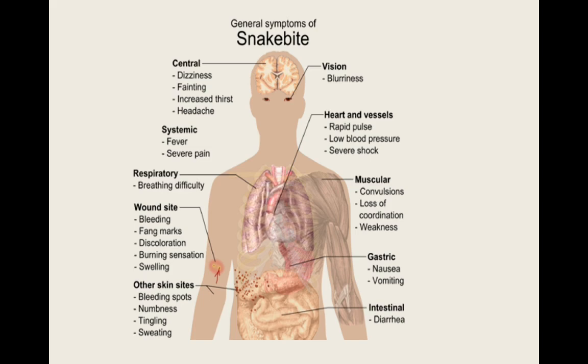Numbness and tingling sensation. Then it also affects the muscles, causing convulsions, loss of coordination, and weakness, and gastric symptoms like nausea and vomiting, intestinal symptoms like diarrhea. So these are the general manifestations of snake bite. And as I said earlier, the clinical picture may be a combination of neurotoxic and hemotoxic features in practice.